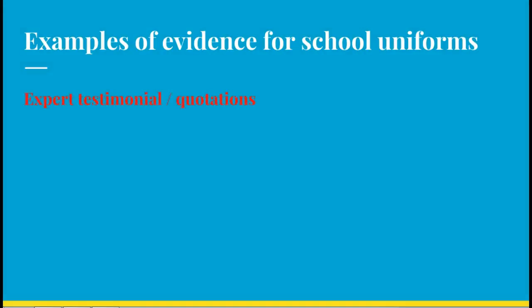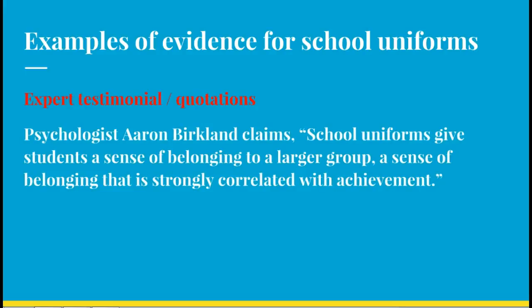Another type of evidence you might use is expert testimonial or quotations. And this word expert here is really quite important, because if it's not an expert saying what it is that you're quoting, probably you've got the fallacy of false authority. So make sure that it's someone that's related to it. But it might be a topic like this, uniforms, and we're talking about how the uniforms affect students psychologically. So in that case, it would be appropriate to pull in psychologist Aaron Berkland, who claims uniforms give students a sense of belonging to a larger group, a sense of belonging that is strongly correlated with achievement.